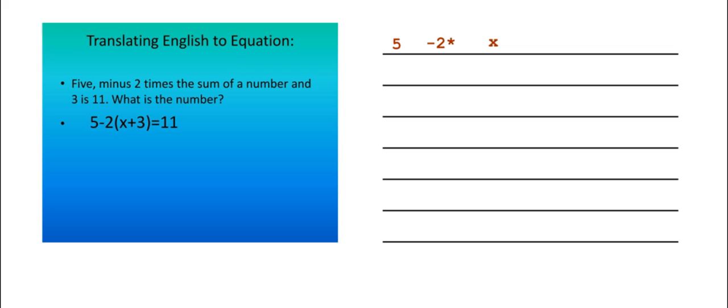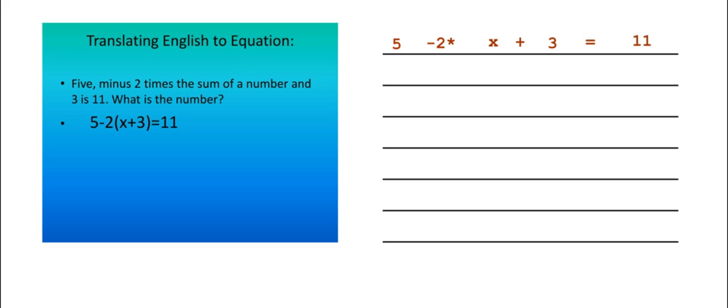But for now, let's just say sum of a number, so x plus. Do remember, x could change to any variable of your choice in many cases. It could be the first letter of your name or your last name, right? But in this case, I'll choose x to make it easy. So x plus, what is the next coming? And 3. There we go. And then it says is. Is means equals, right? Equals 11.